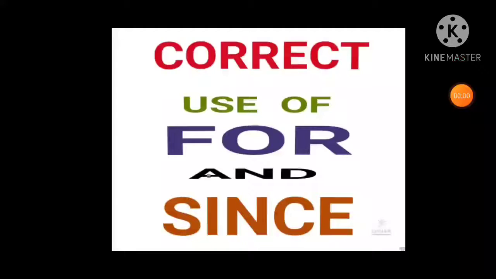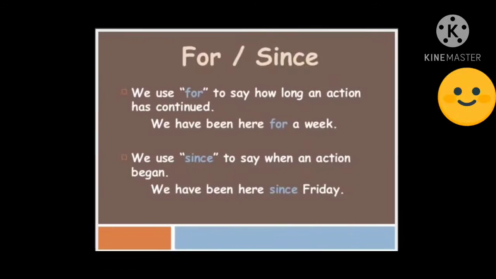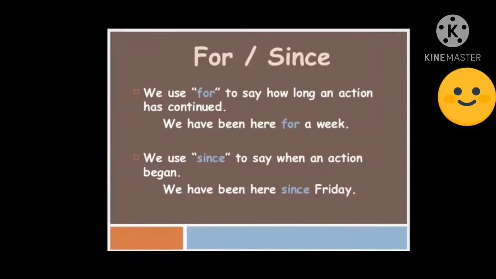Let us start our presentation now. Correct use of for and since. For, since. What are the uses of these two? When do we use them? We use for to say how long an action has continued. We have been here for a week.